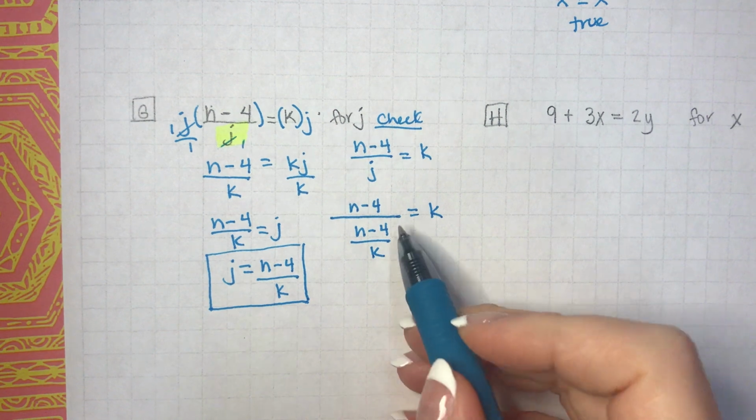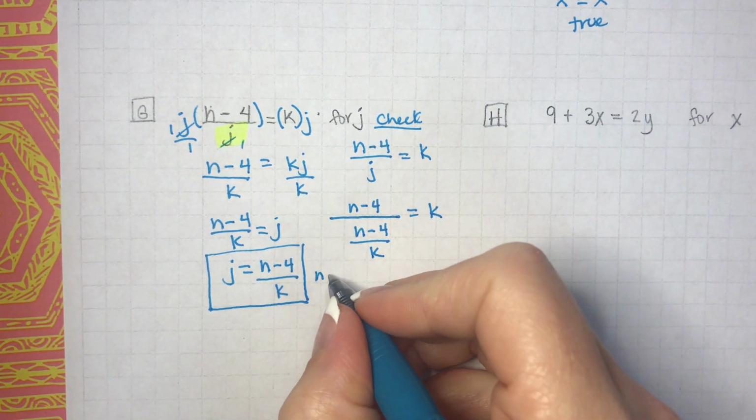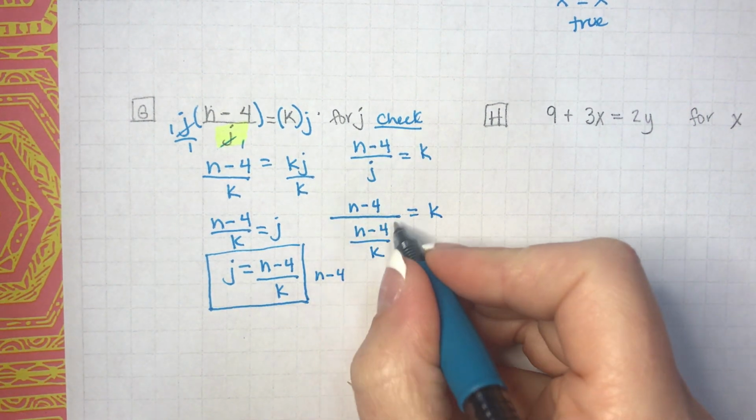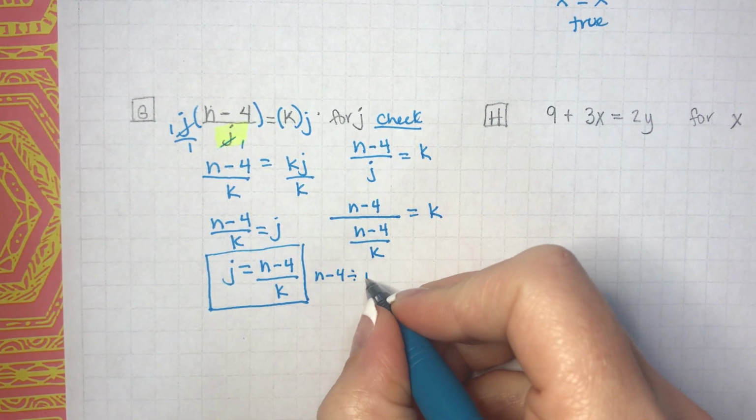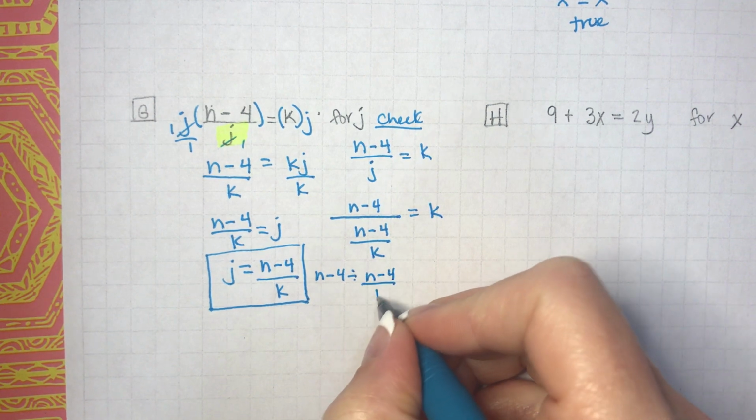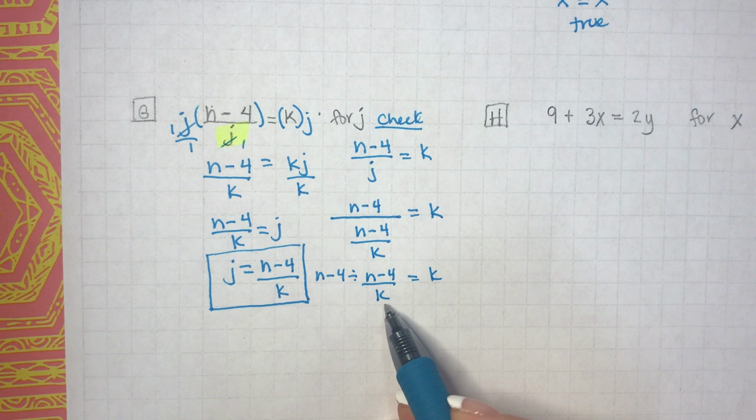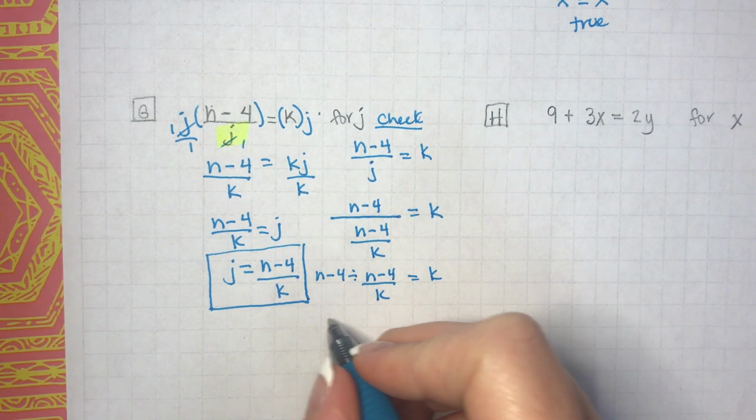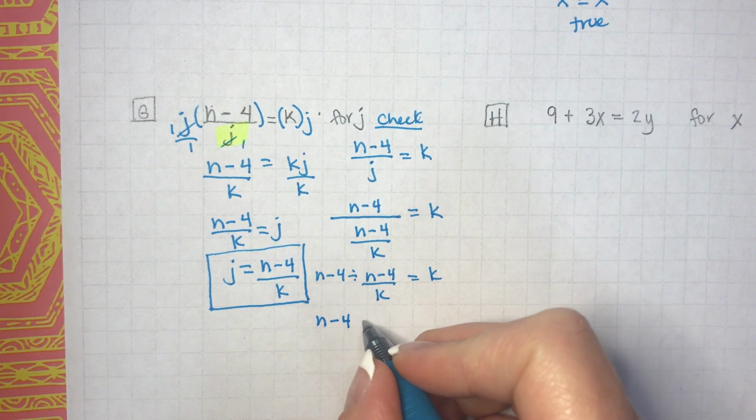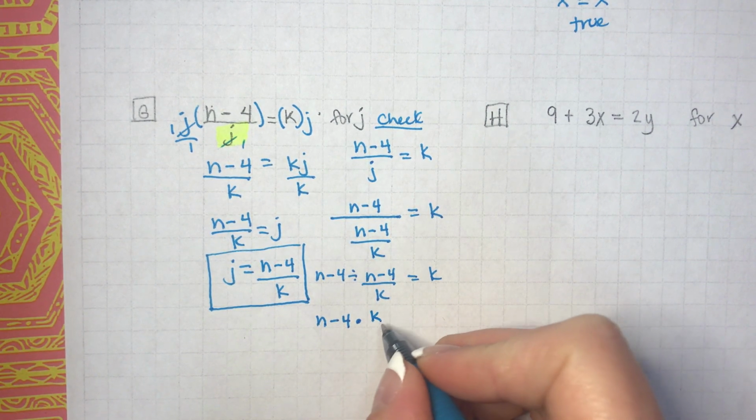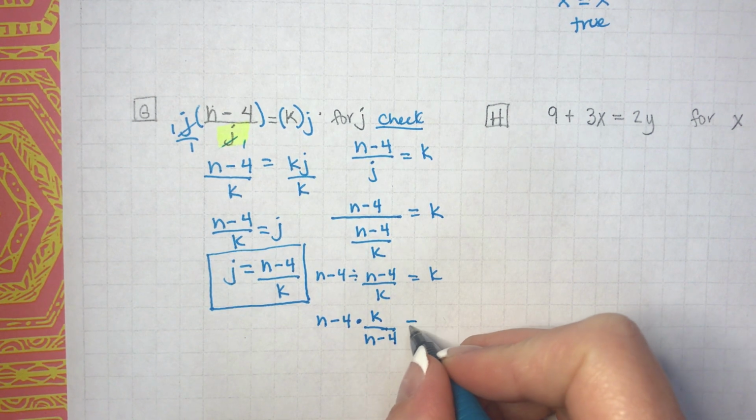All right. And then we have another complex fraction, but that's okay. We're just going to rewrite it. N minus 4 divided by, old school, N minus 4 all over K. And whenever we're dividing by fractions, the first thing we do is change it to a multiplication problem by multiplying by the reciprocal. So I rewrite the N minus 4 times, and then multiply by the reciprocal. K over N minus 4 equals K.